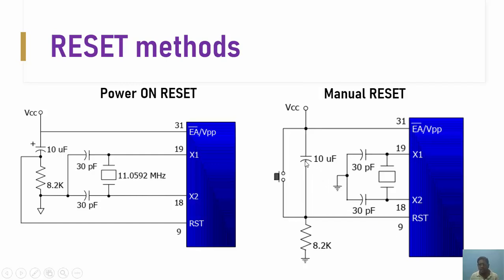Fine. So right now the capacitor is fully charged, and this specific activity occurs during the turn on time. Meanwhile, suppose in the middle stage of the execution of my program, I want to reset the device. Simple, we press this switch. Once I press this switch, it works as a short circuit for this capacitor, and the status of pin number 9 changes from low level to high level. And again, what precaution do we have to take? The status of pin number 9 should be high for minimum 2 machine cycles.